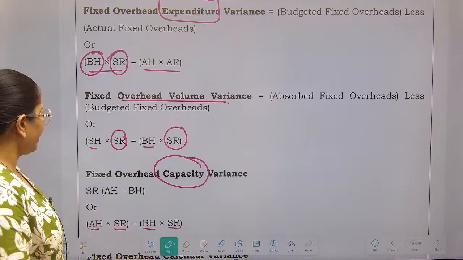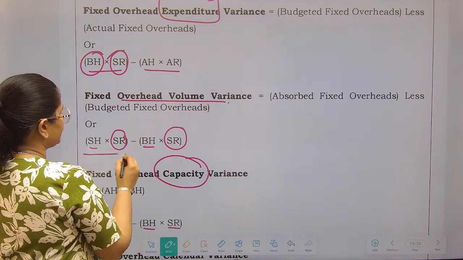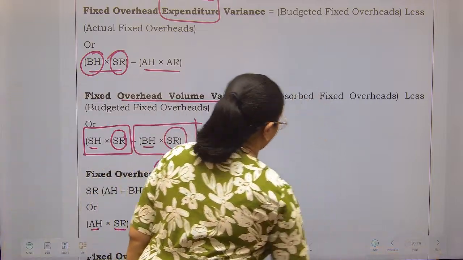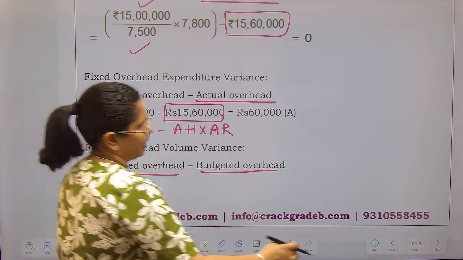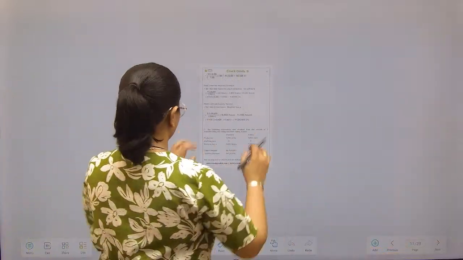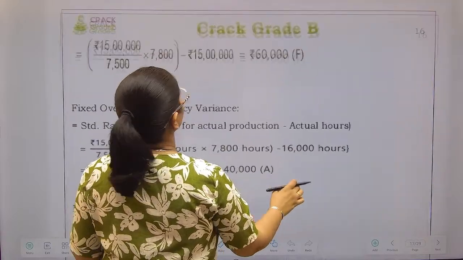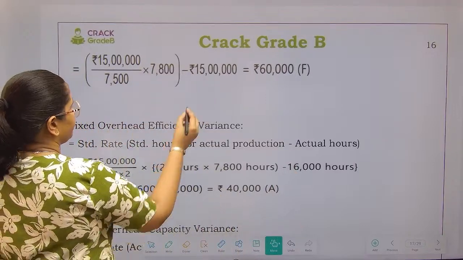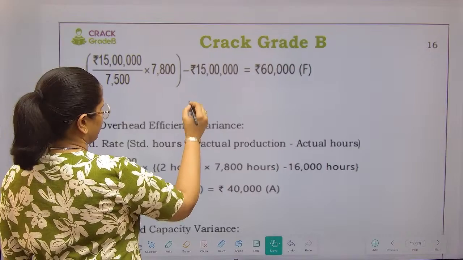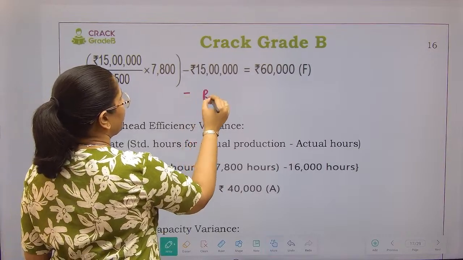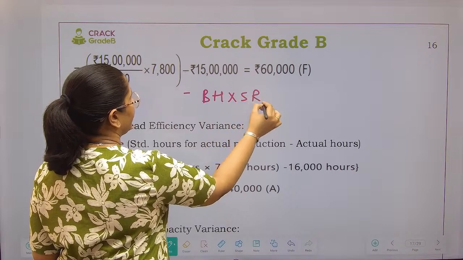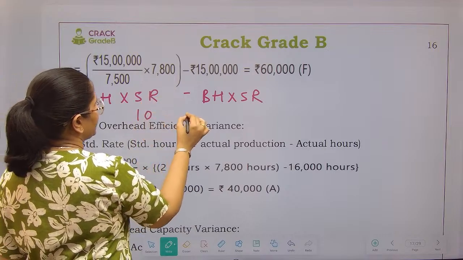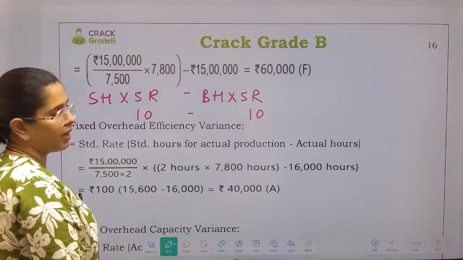ठीक है, तो यहाँ पे हम कंपेयर करना चाहते हैं वॉल्यूम वेरिएंस में स्टैंडर्ड आवर multiplied by standard rate, budgeted hour multiplied by standard rate. Budgeted hour multiplied by standard rate, standard hour multiplied by standard rate. Standard rate दोनों ही केस में ये है आपकी, right?